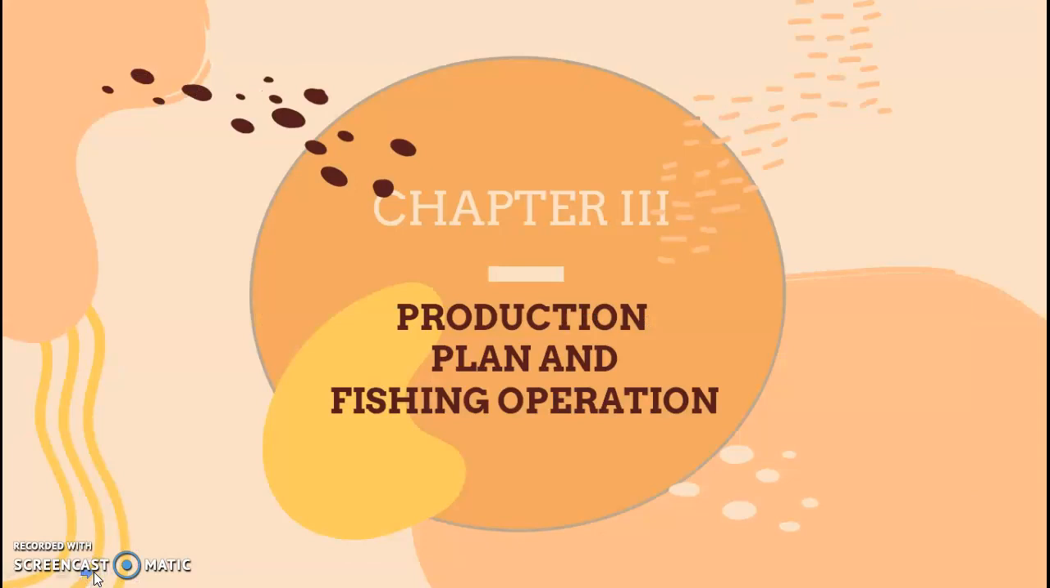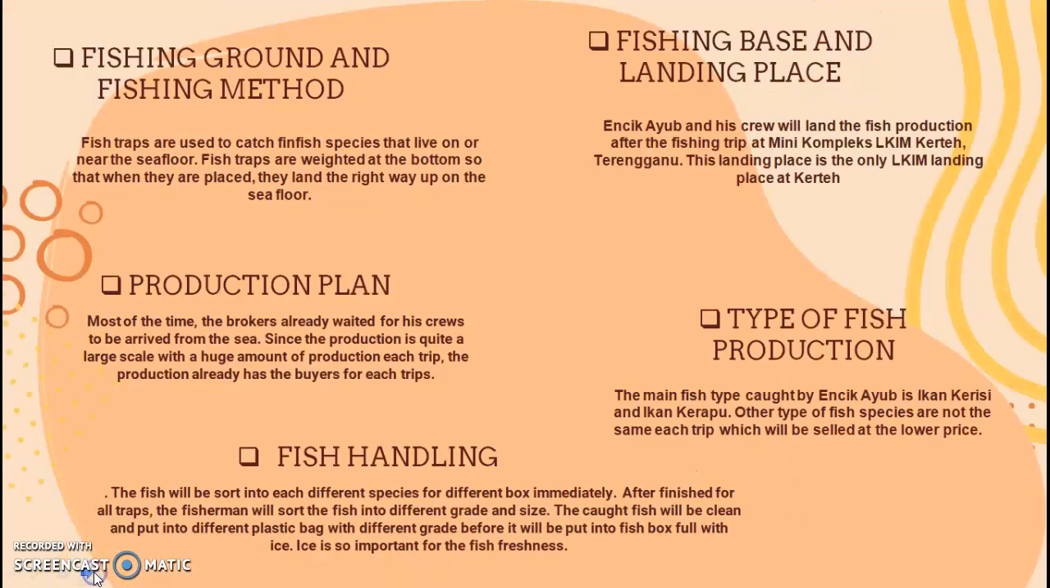Chapter 3, Production Plan and Fishing Operation. The fishing ground and fishing method is used to catch fish near the seafloor. The fish traps are weighted at the bottom of the sea when they are placed, and they land right away on the seafloor. For the fishing base and landing place, Encik Ayub will land the fish production at the mini complex LKIM Kerteh.